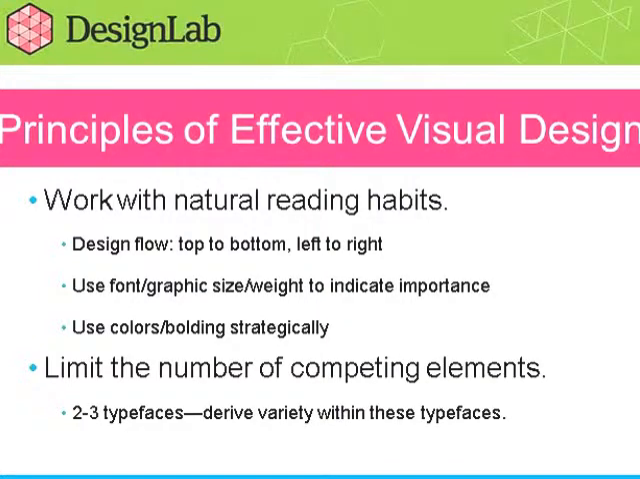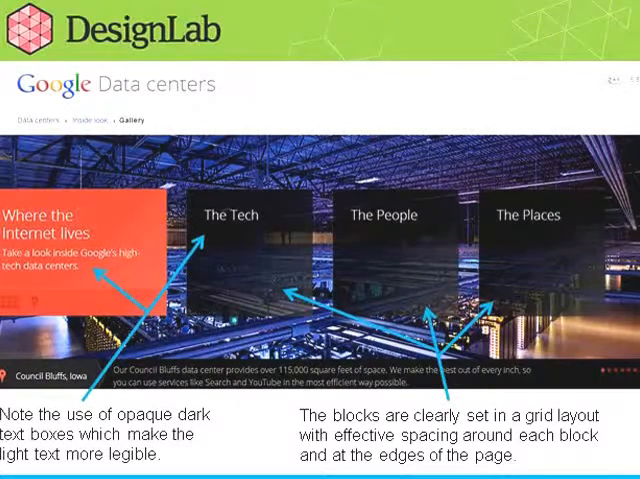We're going to show you an example that helps exemplify some of the principles we just covered. Here's a recent web page designed by Google to highlight their data centers. You'll notice here these arrows are guiding your eye, and there's text boxes there that explain what we want you to look at. We can see principles of a grid layout clearly put in place here. And you also can see how they've used opaque text boxes to make sure that the text is legible by putting light text on a dark background.